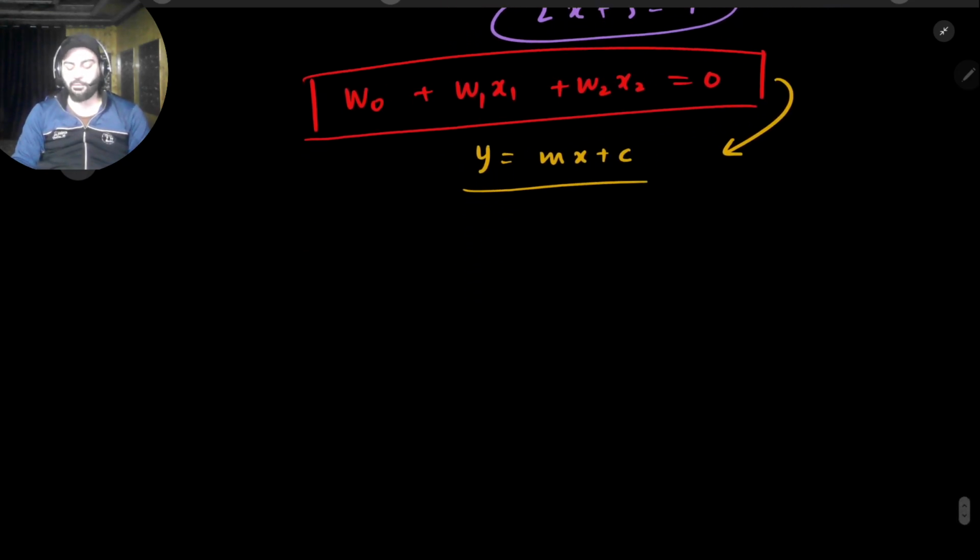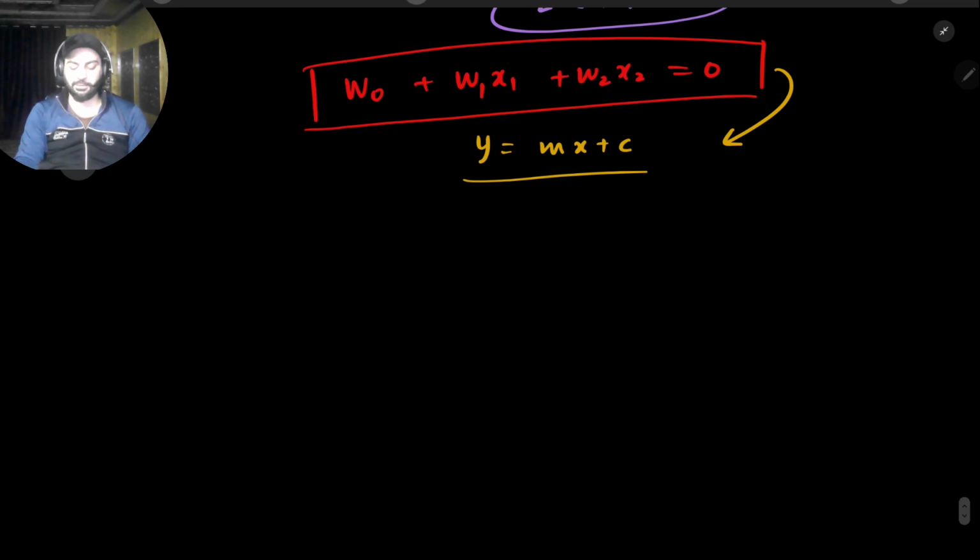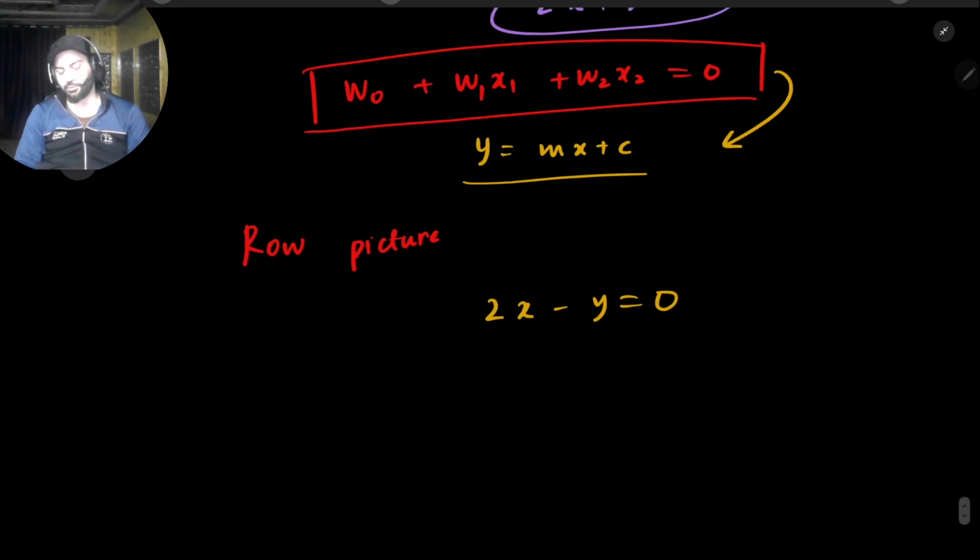Now I can show you two pictures of these things. The first picture I'll call a row picture. Let's suppose we have two equations. Let's write the equations of two lines, and then we'll see the row picture. Let's suppose I have the equation 2x minus y is equal to 0. Here m is equal to 2 and c is equal to 0, so this can be rearranged like this. This is our first equation, 2x minus y is equal to 0, and then we have another equation, minus x plus 2y is equal to 3.